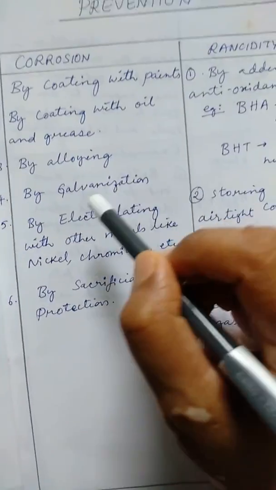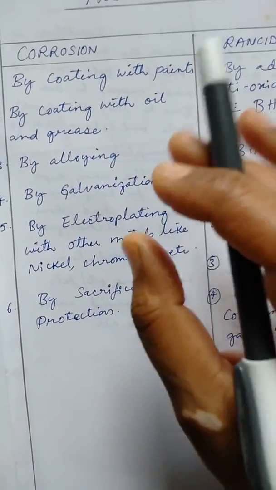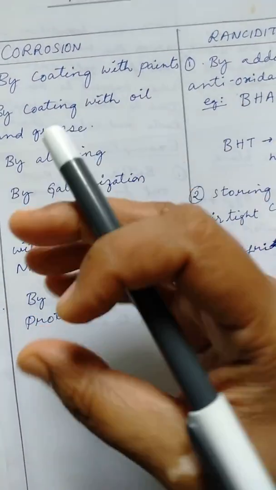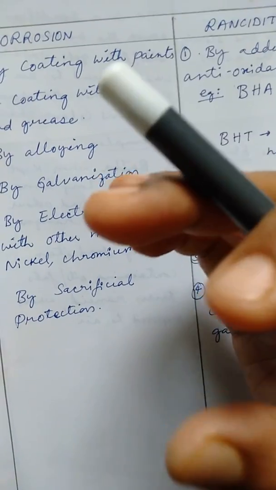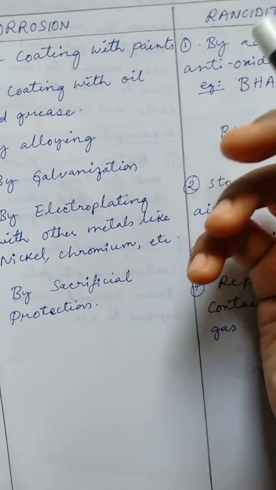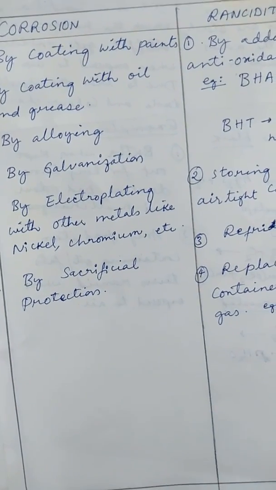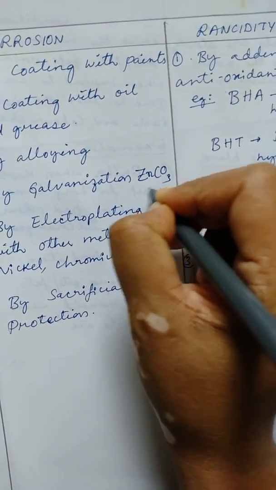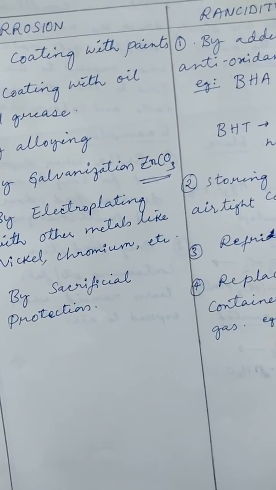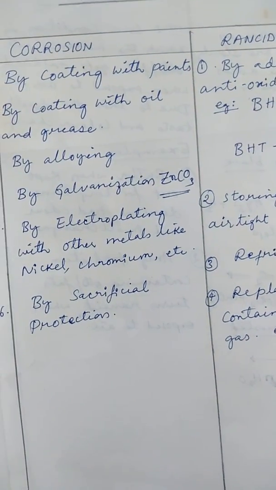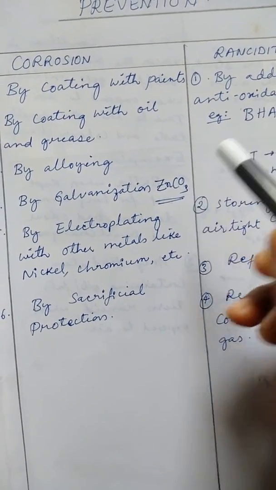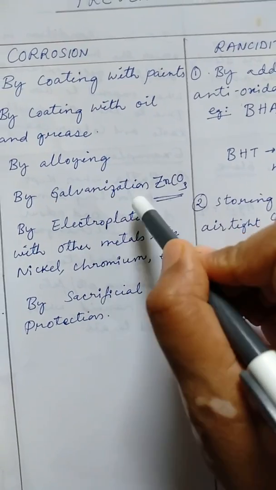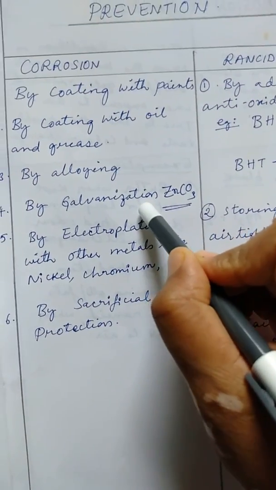Galvanization is nothing but coating of zinc on iron sheets by using electric current. Zinc forms a protective layer of zinc carbonate, which does not allow the metal beneath it to get rusted. So coating of zinc on iron is called galvanization.